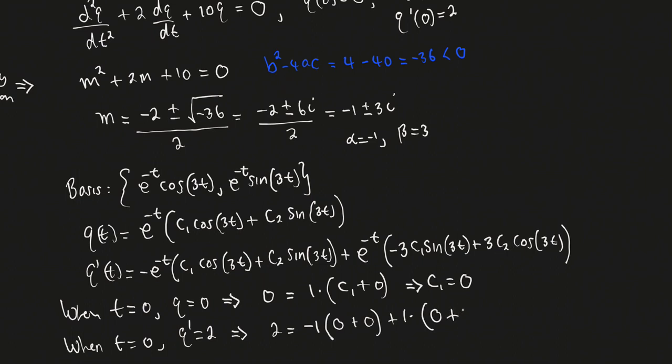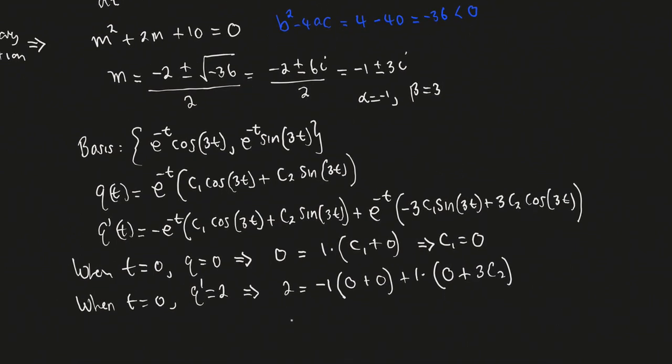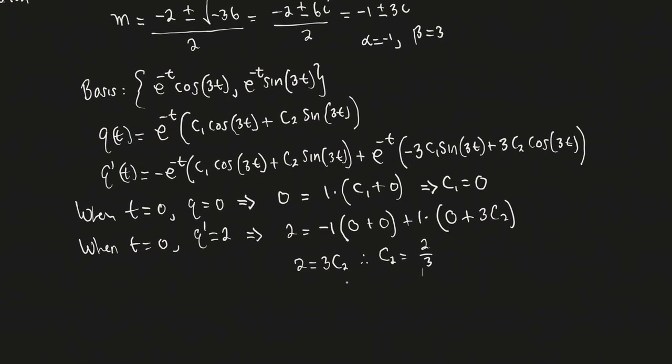So plus 3C2. So what does that mean? It means that 2 is equal to 3C2. Therefore, C2 is 2/3. So C1 is 0, C2 is 2/3. So now here's my particular charge function as a function of time. So it's e to the negative t. And then again, we'll have the 0 there. And then our C2 is 2/3. And then we'll have the sine of 3t.